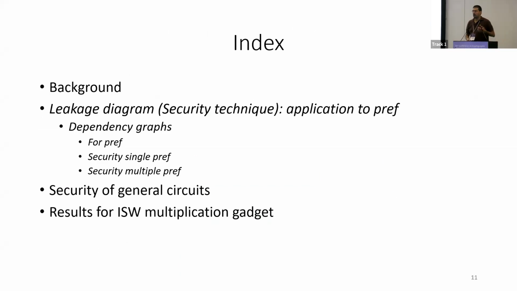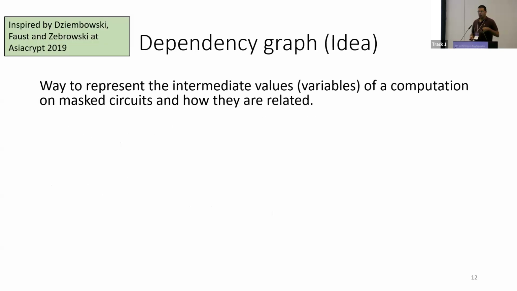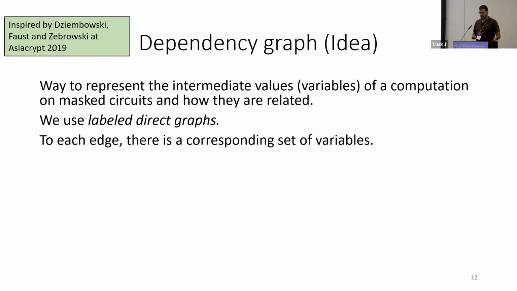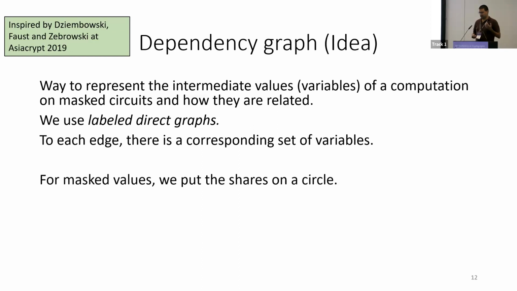So now we can talk about our security technique, which is the leakage diagram, and I will explain it for the parallel refreshing algorithm. We start with an idea published at AsiaCrypt in 2019 by Zembowski, Faust, and Zabrowski. We need a way to represent the values of a computation, the intermediate values, and how they are related. So we use a labeled directed graph, a graph with arrows, where each edge has a label, which is the set of variables represented by that edge.